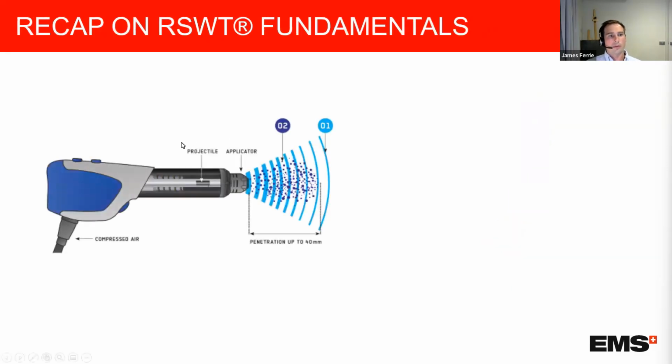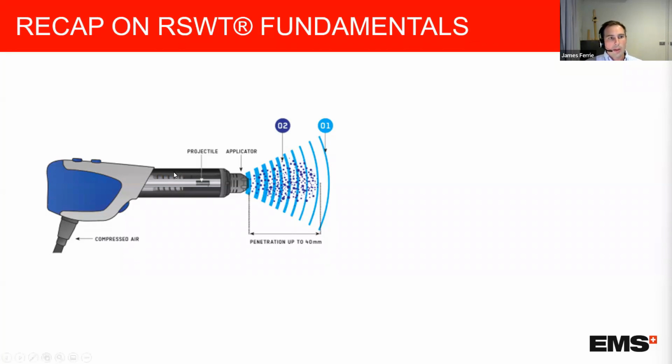So we're going to recap a little bit on the fundamentals, but there's a few interesting things. The EMS Doloclast handle has changed a little bit. It still uses our EVO technology. Basically the way a shockwave handle works is compressed air from the unit enters the handpiece and it shoots a projectile down a barrel, which makes contact at a very high speed, over 100 kilometers an hour, with our applicator tip. This creates a series of radial shock waves, which have both a high pressure wave followed by a low pressure wave. This is what generates cavitation, which is important for the therapeutic effect.